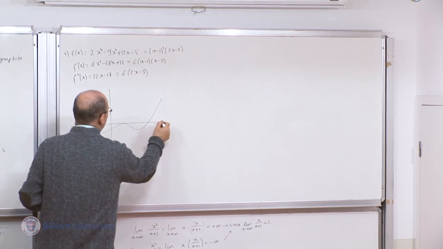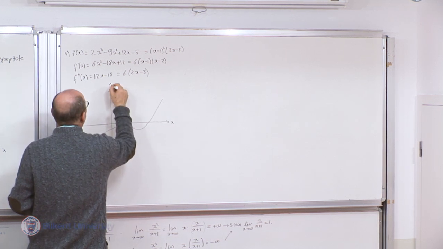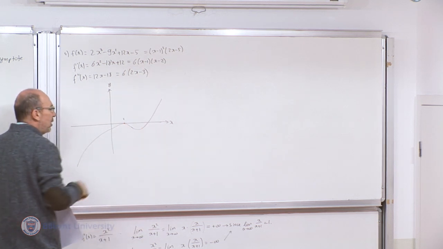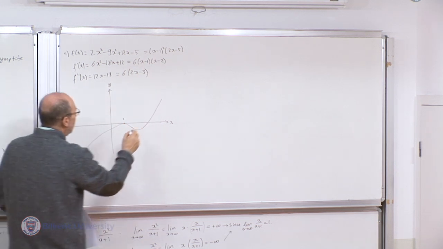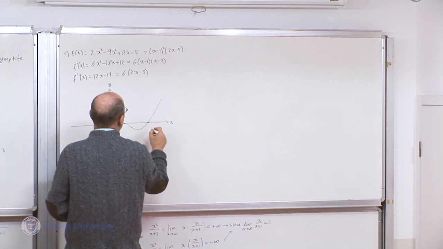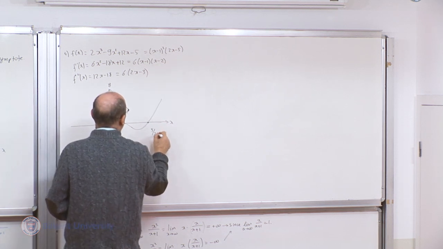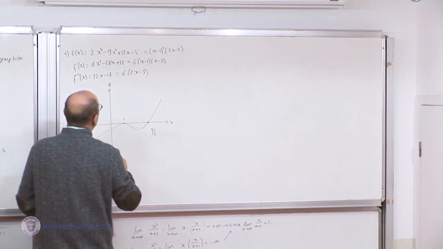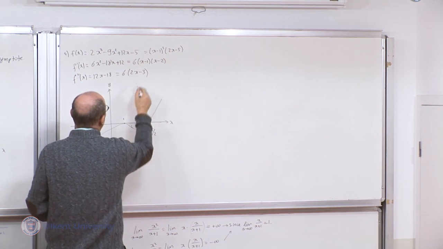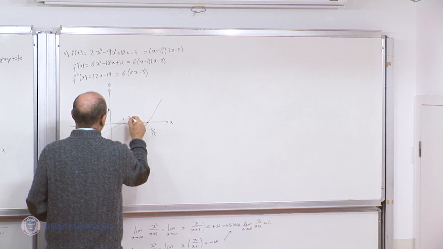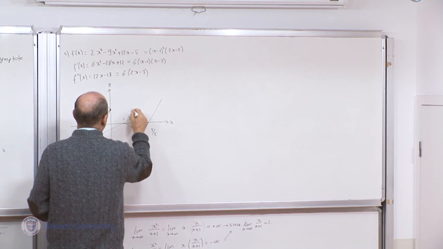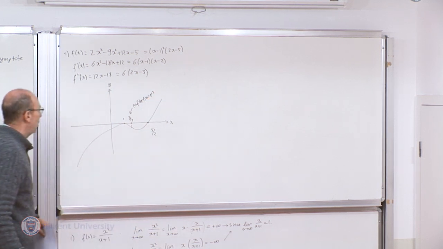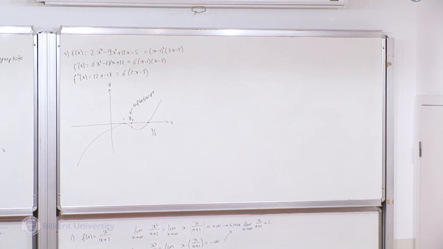Okay, so we know the points. This is 1. Okay, it's a double root, so it touches there, it doesn't cross it. And this point from here is 5 over 2. And this point from here is 3 over 2, the inflection point. Okay, so the rest of the curve is clear.